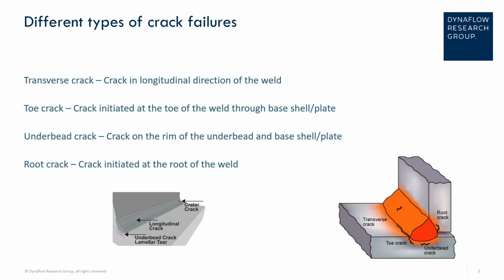The first is a transverse crack, which is a crack in the longitudinal direction of the weld. Second is a toe crack, which is a crack initiated at the toe of the weld through the base shell. The third is an underbead crack, which is a crack on the rim of the underbead and the base shell. And the fourth and final is a root crack, which is a crack initiated at the root of the weld. And this is the most important crack that could be caused by the lack of fusion.